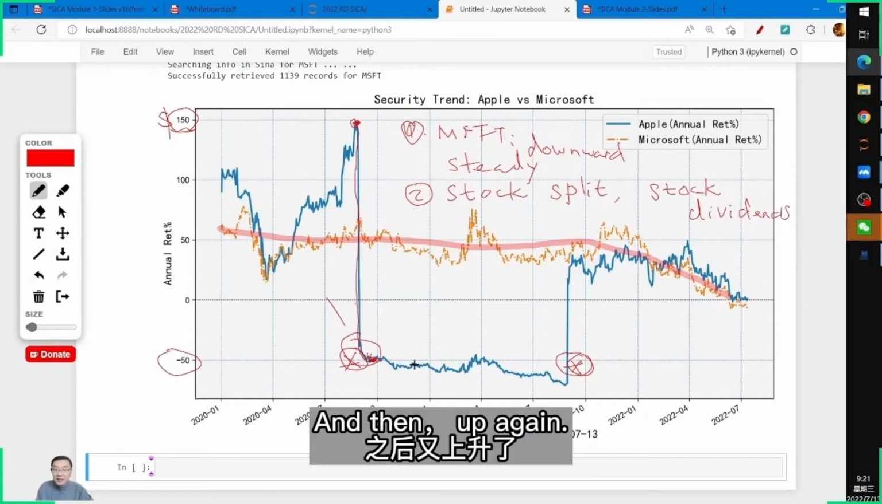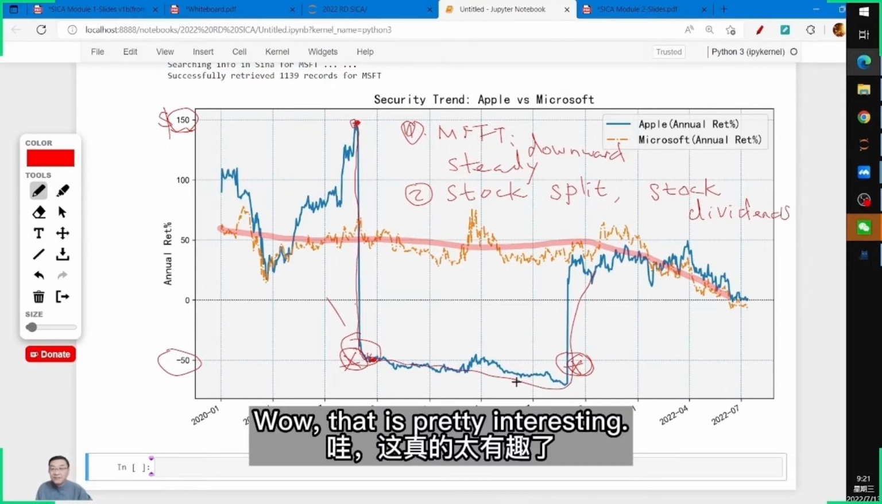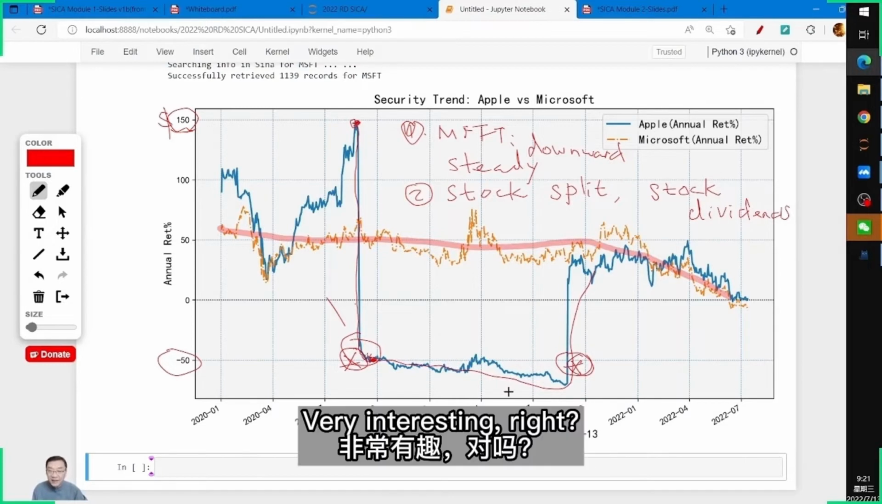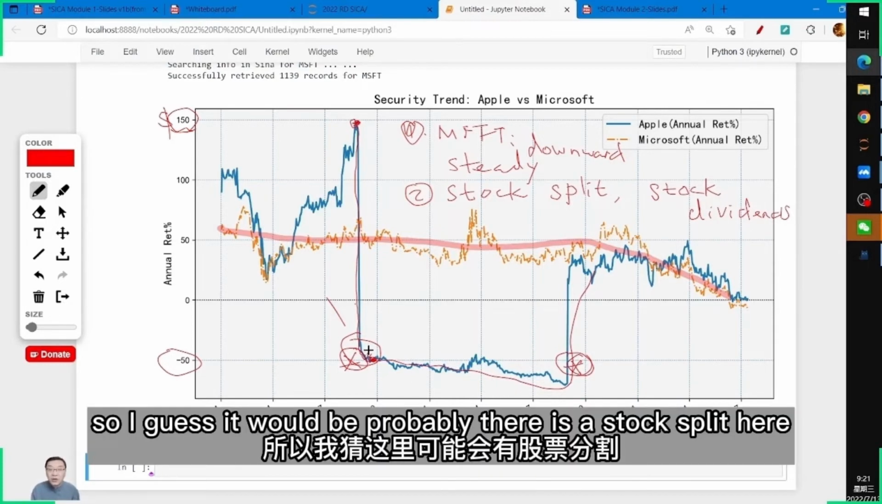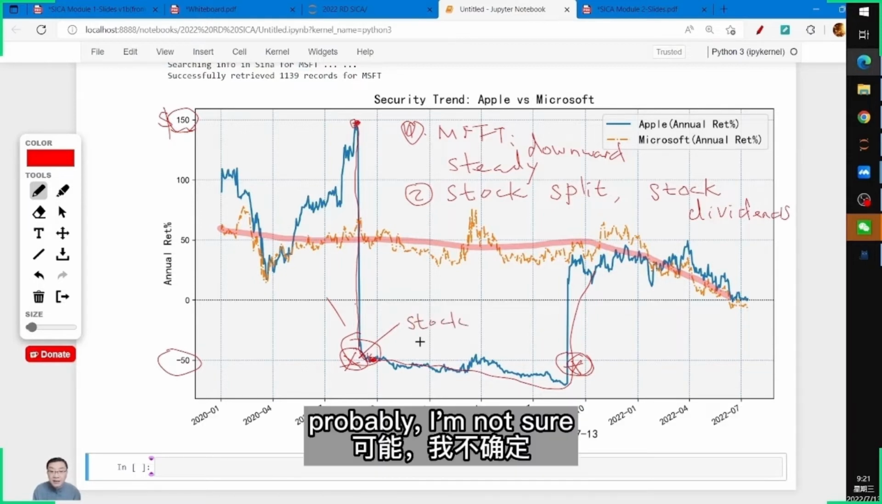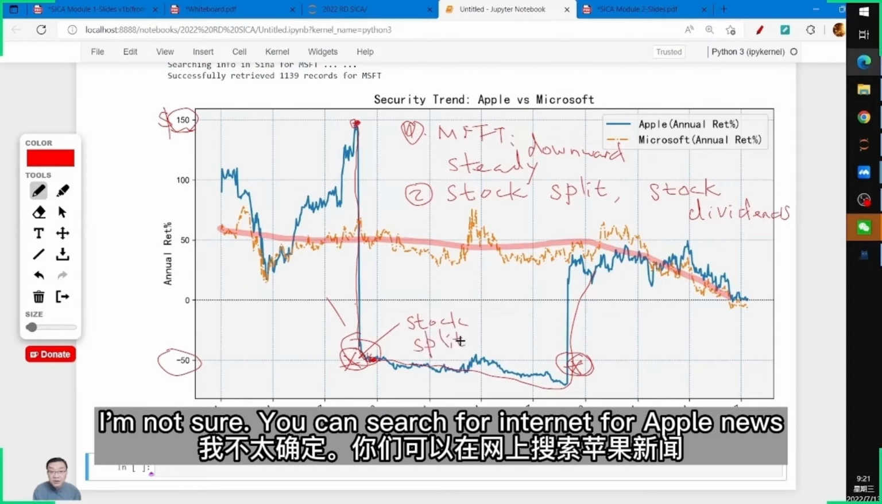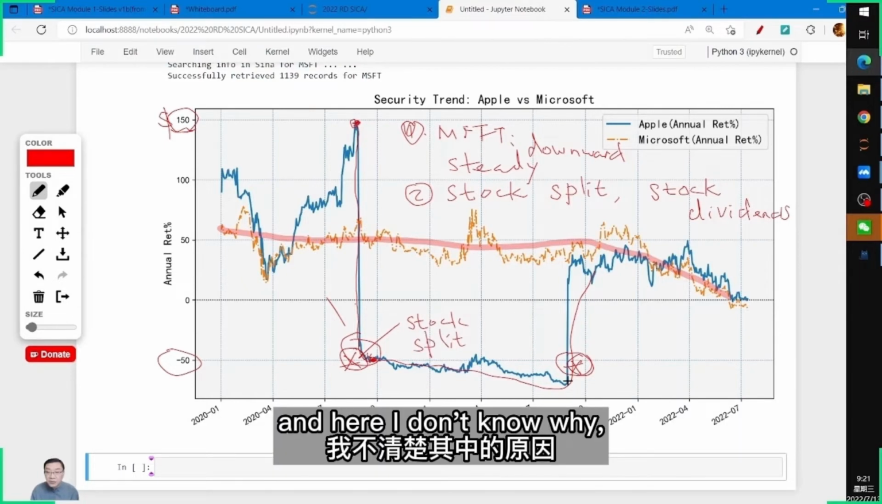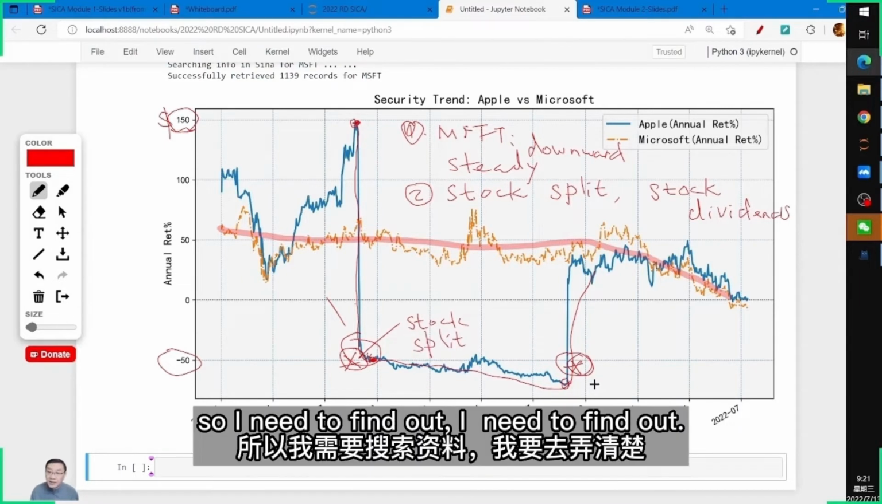And then up again. Wow, that is pretty interesting. Very interesting, right? So I guess probably there is a stock split here. Probably, I'm not sure. You can search the internet for Apple news. And here, I don't know why. So I need to find out.